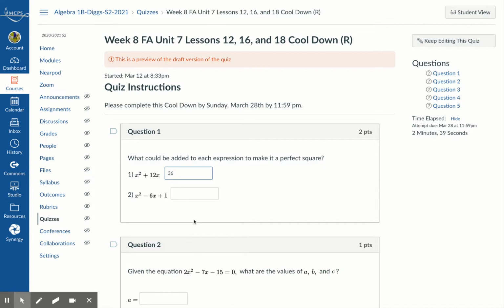For the second problem, again, what would we be able to add to make it a perfect square? So for this one, if I take half of negative 6x, that's negative 3x. That coefficient is negative 3. And if I square it, negative 3 squared, or negative 3 times negative 3, is a positive 9. So I need to figure out how to make this positive 1 add up to a positive 9. So I would actually have to add 8 to that to make that a positive 9.